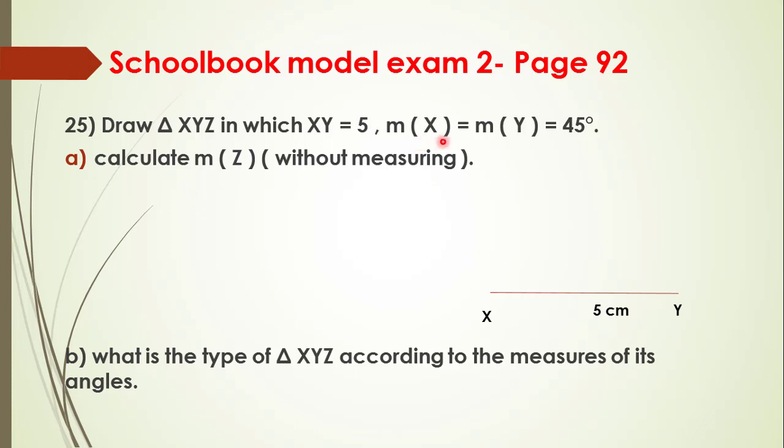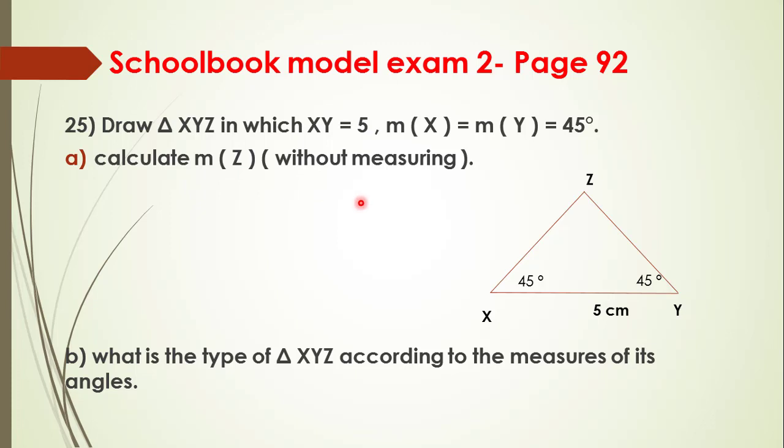Then the measure of angle X and the measure of angle Y are 45. So let's start. Draw angle Y 45 degrees. Use your protractor, of course. Then draw angle X, also 45 degrees. Now we have X, Y, Z. This is the triangle. Calculate the measure of angle Z.